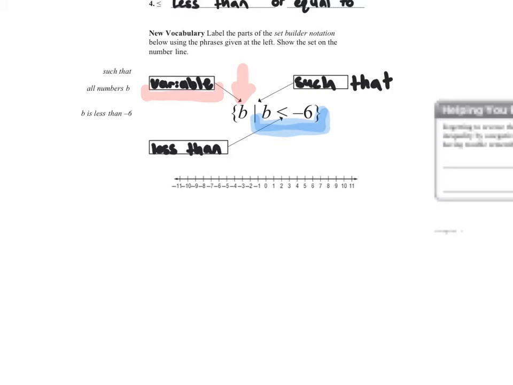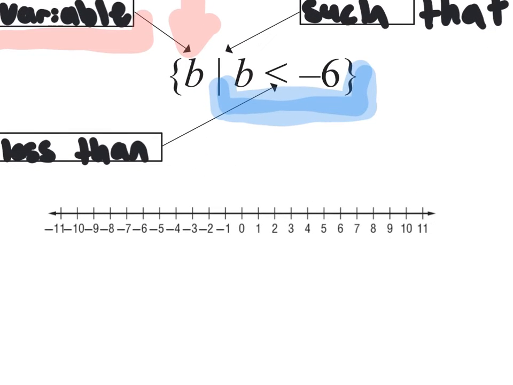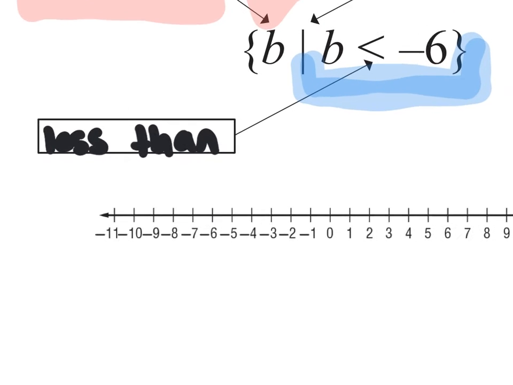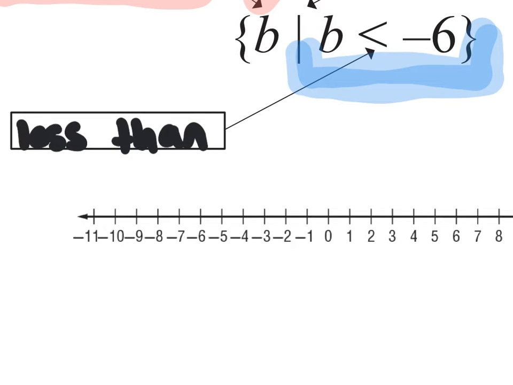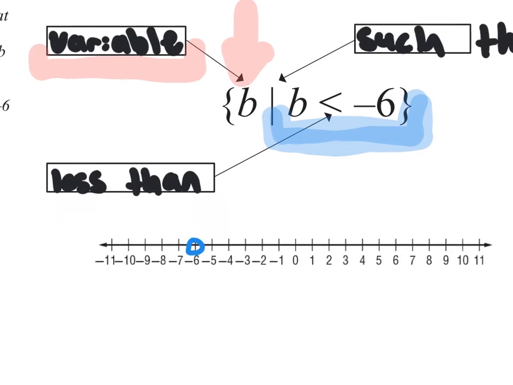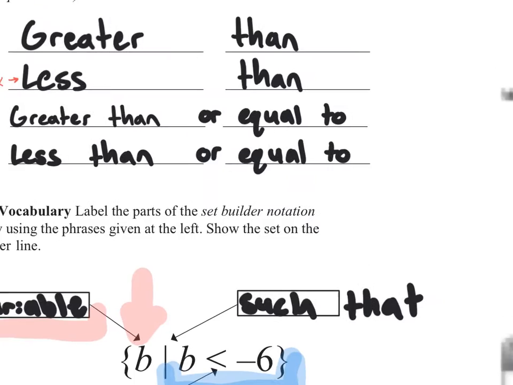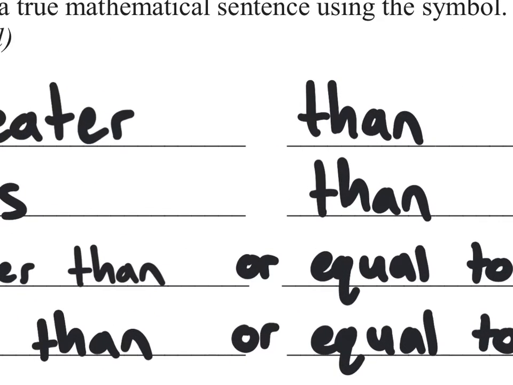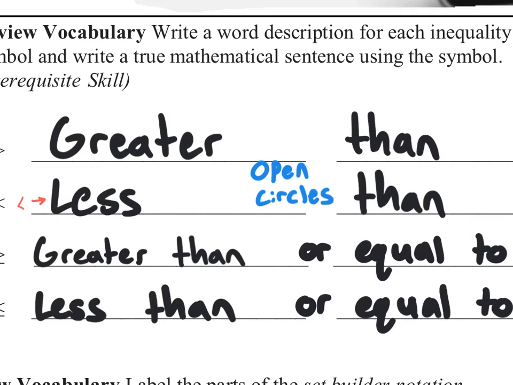As for making a graph of this situation, that is one thing that makes inequalities special. So to graph b is less than -6, we're going to first go to -6, and I'm going to put a circle on -6. But notice that it's going to be an open circle. That's because if we're using greater than or less than, both of these graph with open circles.